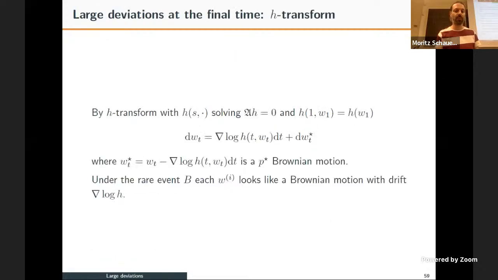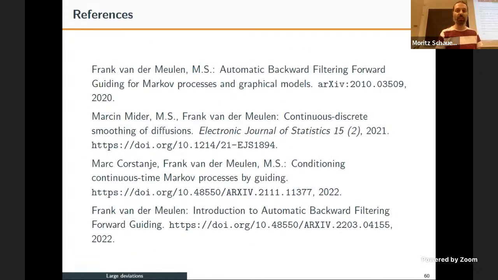And now I want to finish by giving you some references. Part of this is in a bit outdated paper on arXiv, Automatic Backward Filtering, Forward Guiding for Markov Processes and Graphical Models. That contains the core ideas here. Then, before we were thinking about the compositionality of this procedure, we wrote the Continuous-Discrete Smoothing of Diffusions paper, which is essentially a similar thing, but not yet thinking about compositionality. And then there are some further references where we consider continuous time Markov processes, and a short introduction into the topic.